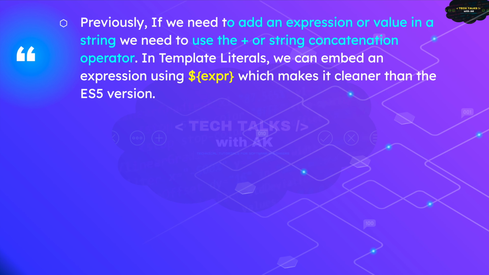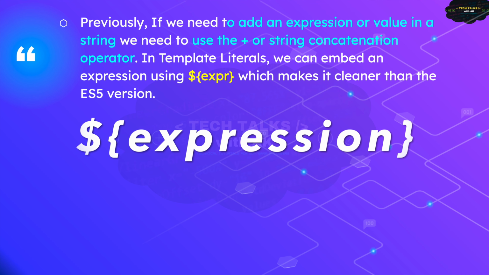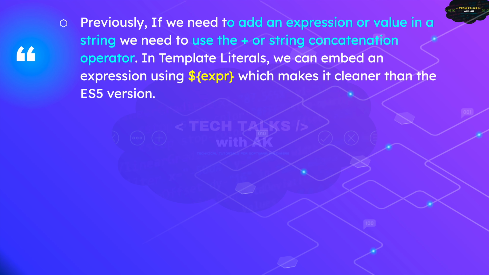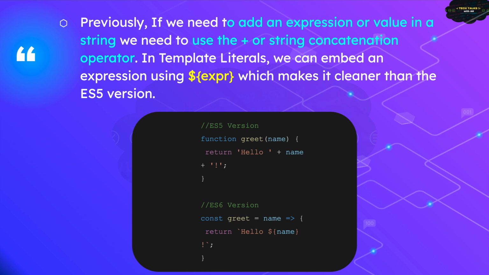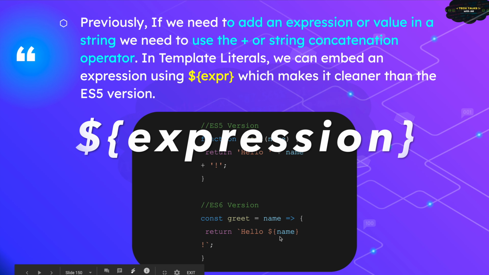Previously, if we needed to add an expression or a value in a string, we needed to use plus or string concatenation operators. But in template literals, we can embed an expression using dollar, curly braces, expression, closing curly braces, which makes it cleaner than what it was in the ES5 version. Let's look at the example. In the ES5 version, we need to add plus. In the ES6 version, we can just add this with a dollar expression.